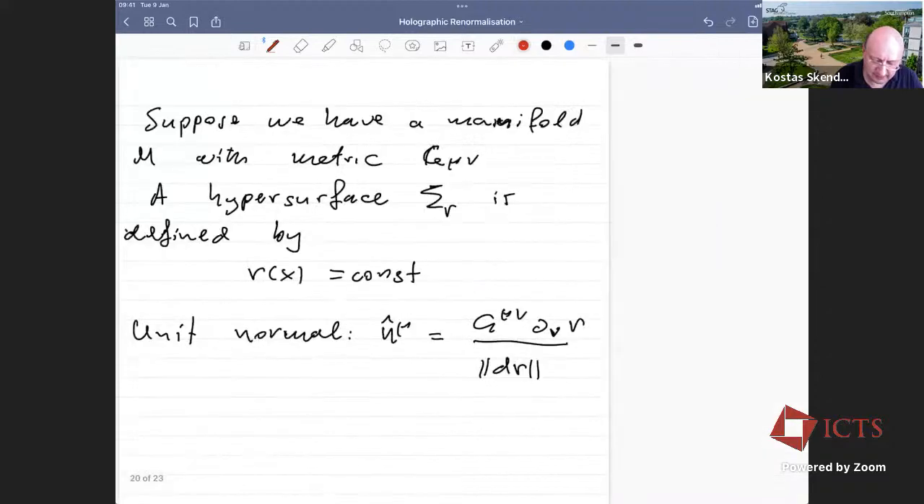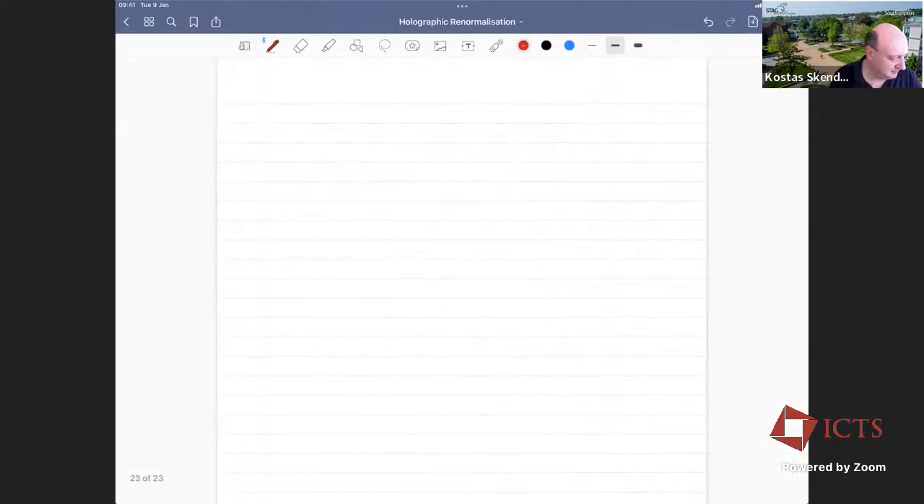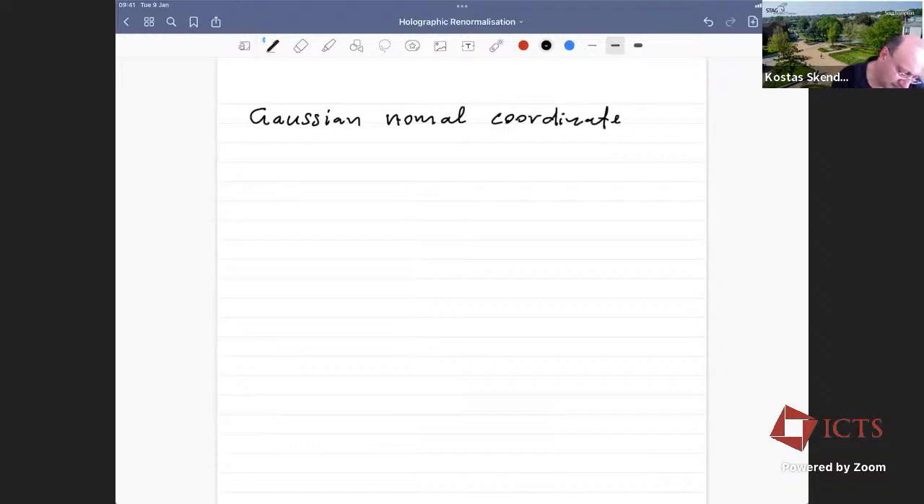There is another way to describe these coordinates by saying that we want to use Gaussian normal coordinates at infinity. And this means, actually before we move this, I should have given this. Let me move this a bit down.